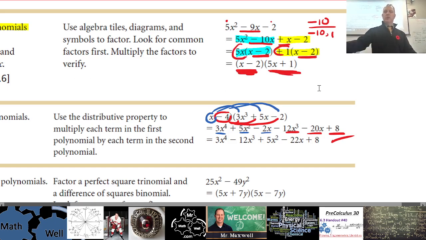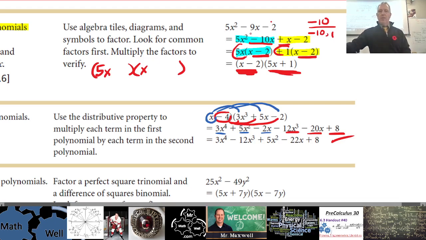You could also just do intuition. So again, if you did something like this, what you could do is just run options, right? So just in your head, 5x squared is going to come from 5x and x, you know that. -2 is going to come from either -2 and +1 or -1 and +2. So there's only a few limited options.